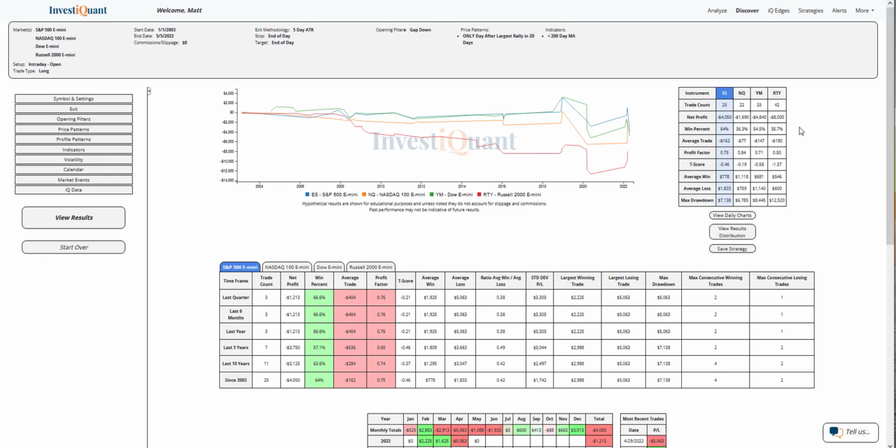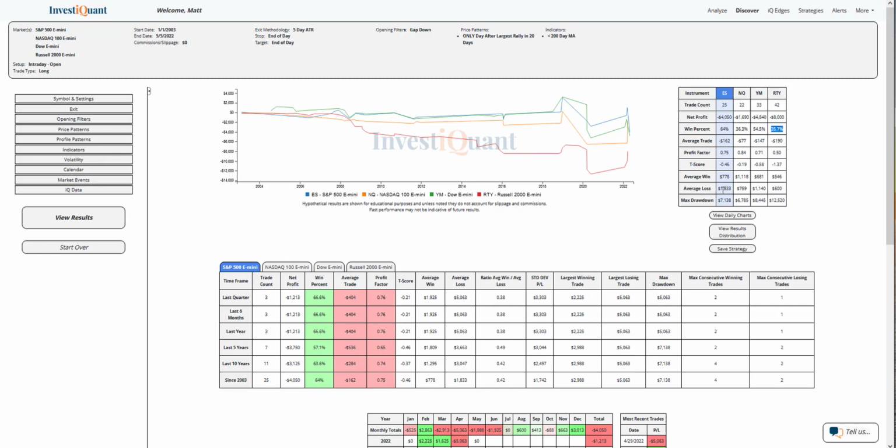Win rates on these are very mixed. S&P's has a win rate of 64%, which means that 64% of those 25 samples have closed above the opening print for that session. For the NASDAQ, it's just 36%. For the Dow, 55%. For the Russell, 36%. So we're very mixed there on the win rates.